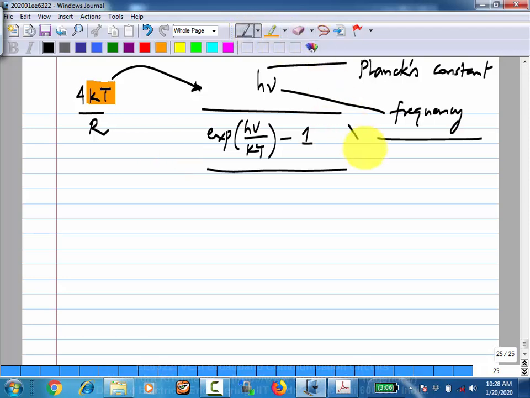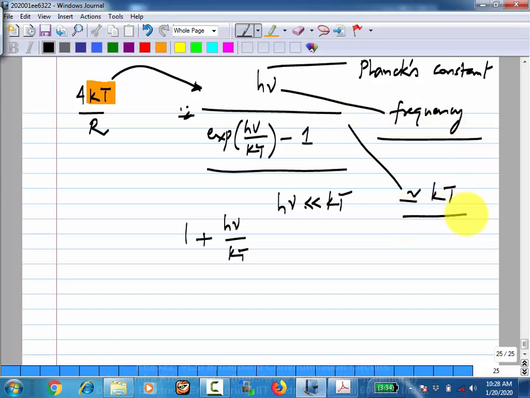But you also see that if you use an approximation where h nu is much less than kT, then the exponential in the denominator becomes approximately 1 plus h nu by kT, the 1 goes away and you get k times T. So this expression is approximately kT when this condition is satisfied. So what are the frequencies for which this is valid? Can you quickly calculate it?